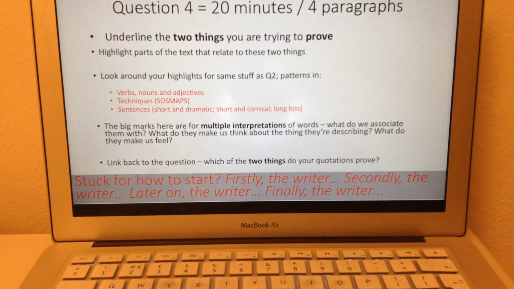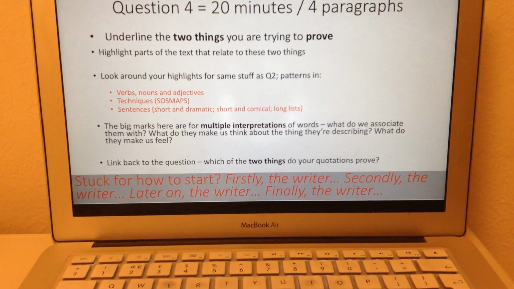The big marks here, just the same as for question 2 and 3, are for the multiple interpretations. So we're doing pass the parcel and we're unwrapping something and saying, well, this proves what I'm trying to prove because it makes us think of this, and it also makes us think of the person in the text like this, and it also links to this later on, and it makes us feel this way. Try and finish each paragraph by linking back to the question. What are the 2 things you're trying to prove, and why does what you've just said prove that?